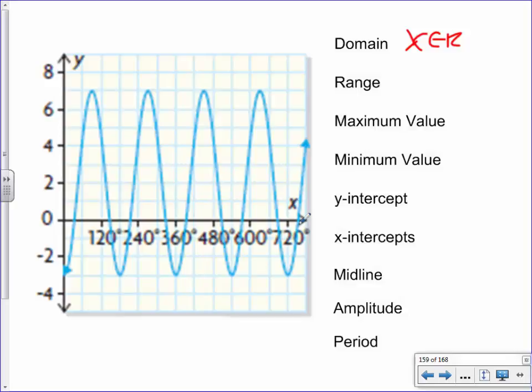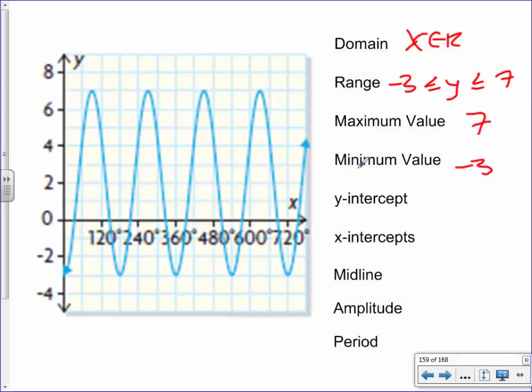Why don't we do max and min before we do the other ones? Visually, it looks like the max value is at about 7, I think. A negative 3. So let me write that out here. Your max value is up here at 7. This one's down at negative 3. So to write my range, I would say negative 3 is less than or equal to y, which is less than or equal to 7.